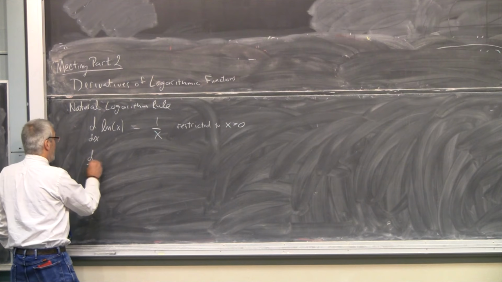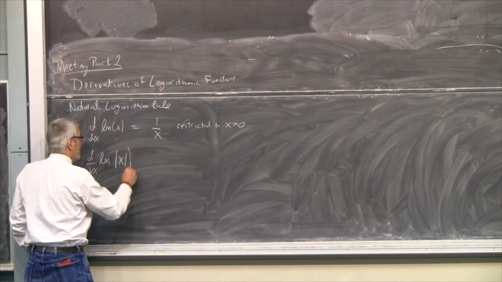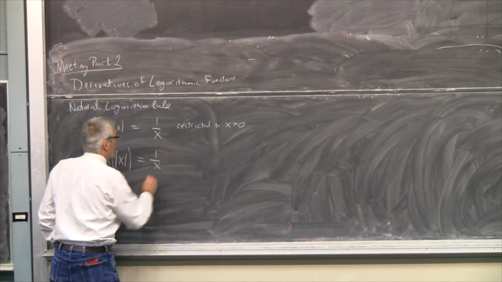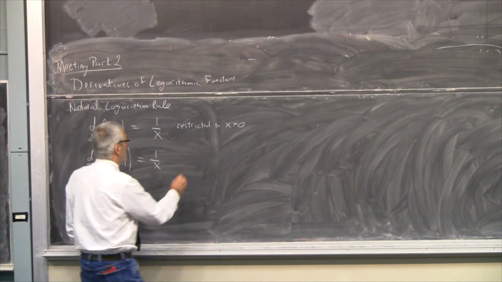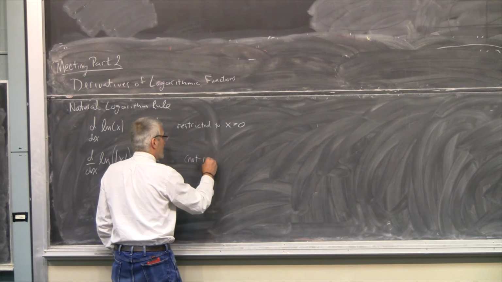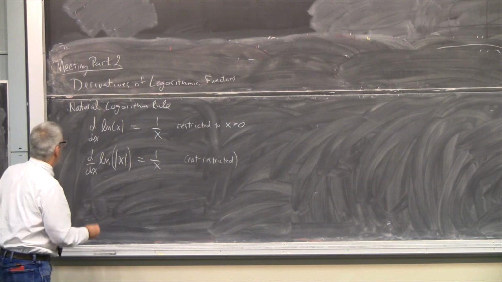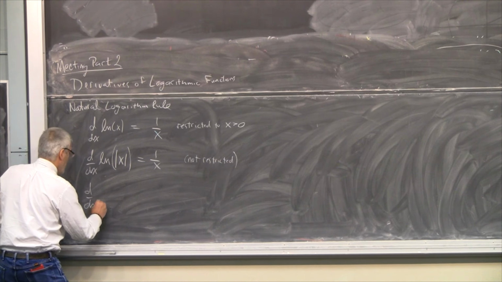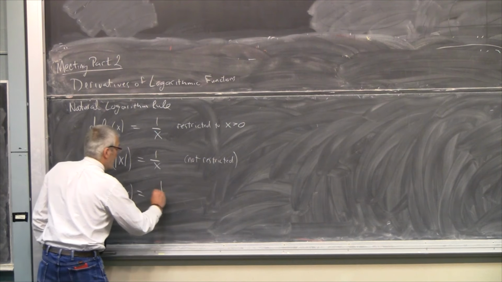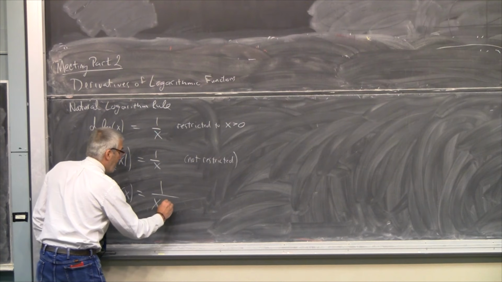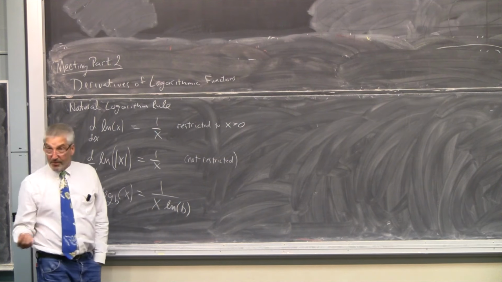And then the derivative of ln of absolute value of x is 1 over x. That's not restricted. And then the derivative of log base b of x is 1 over x, again, but also with ln of b in the denominator. And this is restricted.